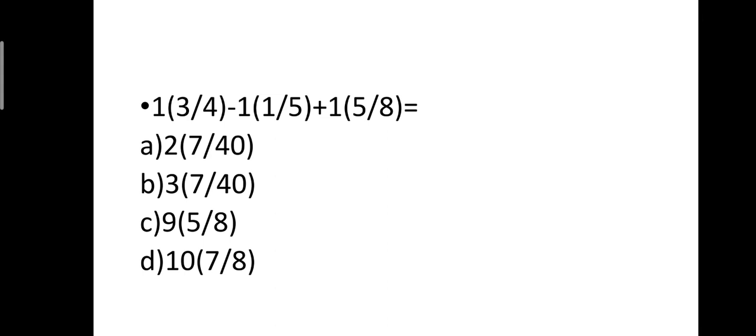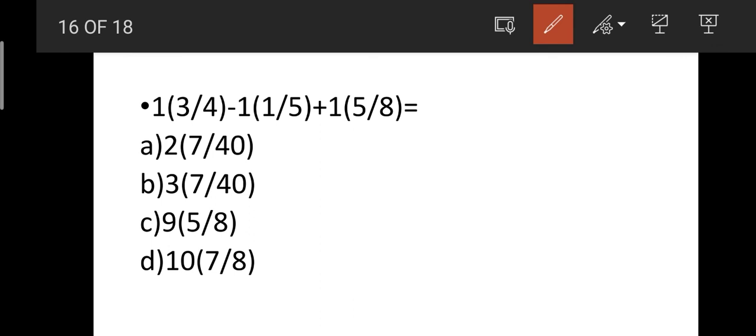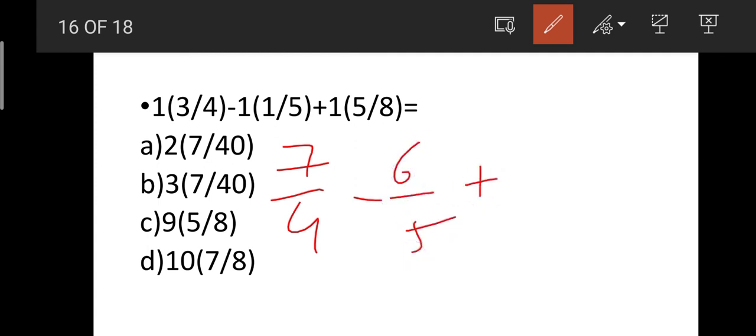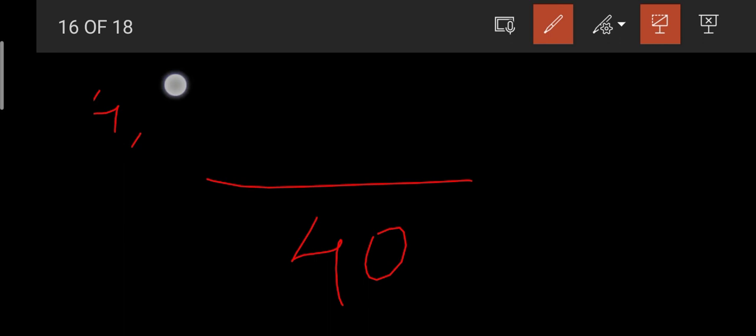This question involves some more steps than our previous questions. They have given 1 3 by 4, so we can write it as 7 by 4, minus 1 1 by 5, we can write it as 6 by 5, plus 1 5 by 8, we can write it as 13 by 8, isn't that? So if we take the LCM for 4, 5 and 8, what will be the LCM? It is nothing but 40. Okay, so initially the denominators are 4, 5 and then 8.